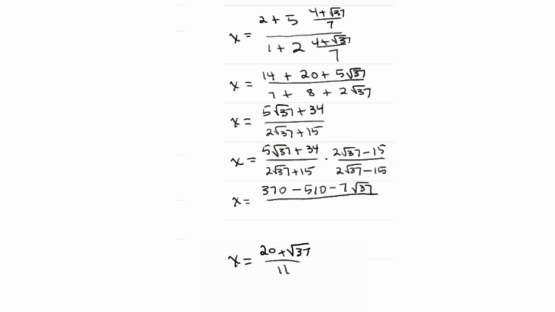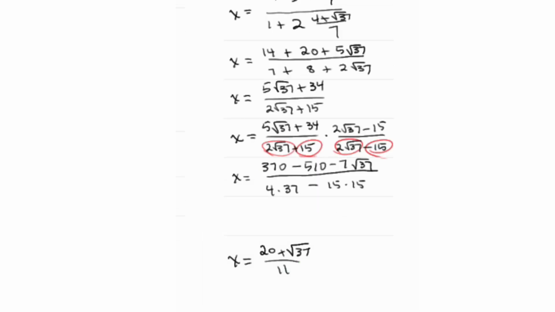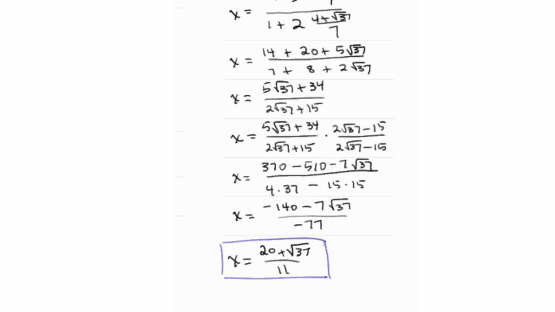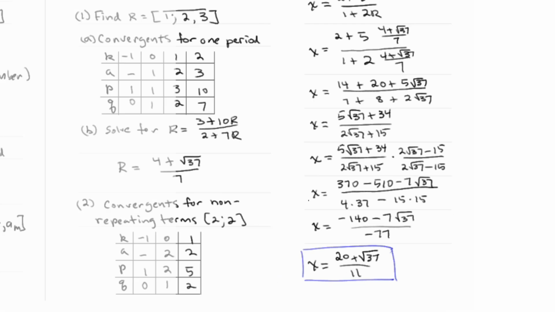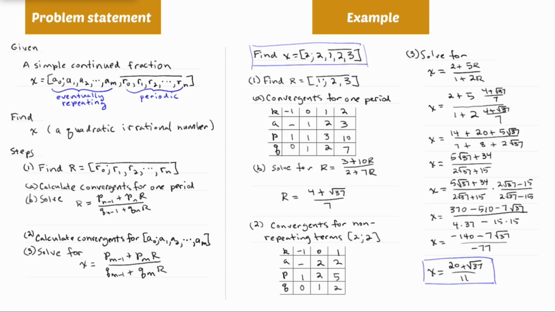In the denominator, we multiply this times this, that's 4 times 37, and we subtract this times this, that's 15 times 15. The other terms cancel. Do the arithmetic one more time and we get negative 140 minus 7 square root of 37 over negative 77. We can factor out negative 7, which leaves us with x equals 20 plus the square root of 37 all over 11. This is the answer. It is the exact value of this simple continued fraction.